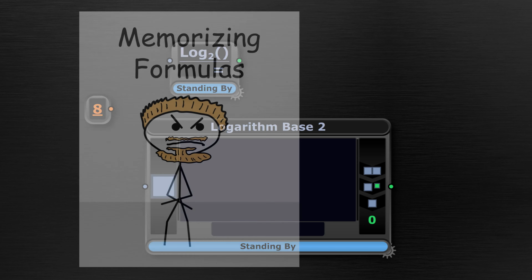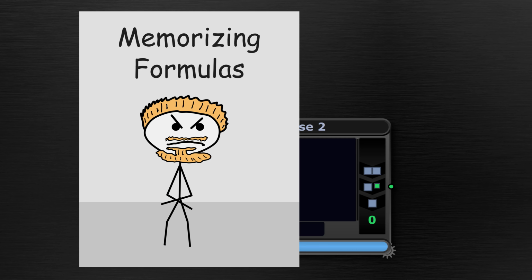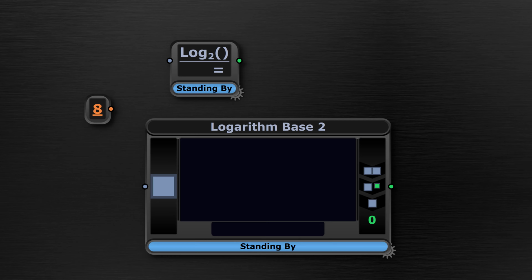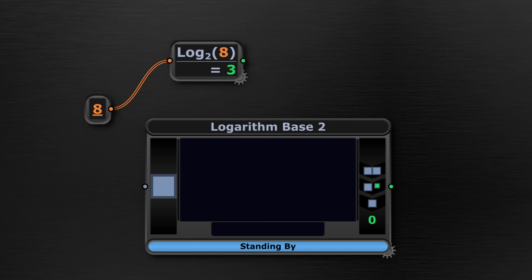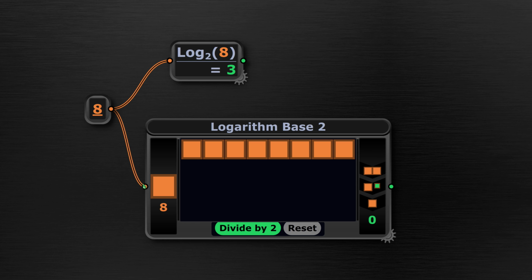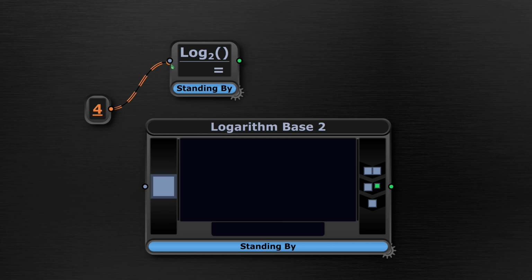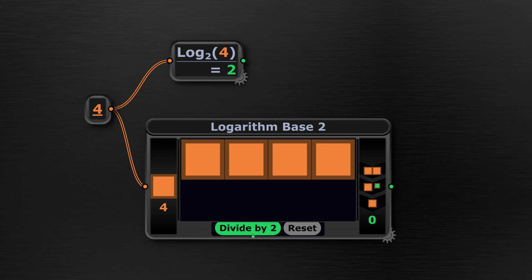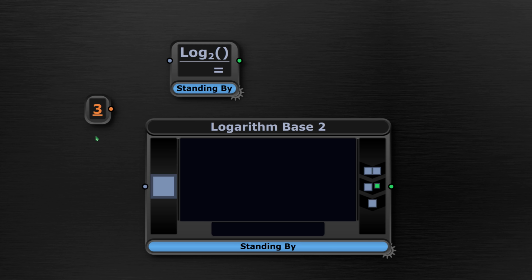If you're the type who doesn't want to just memorize formulas, it's not too hard to make sense of something like the logarithm base 2 of 8 is 3. One way: 8 blocks, divide by 2, 3 times, 1 block left. Or the logarithm base 2 of 4 is 2. 4 blocks, divide by 2, twice, 1 block left. But what about 3?